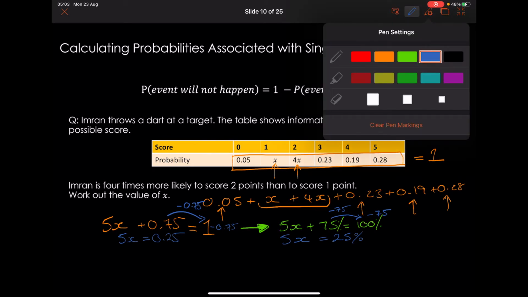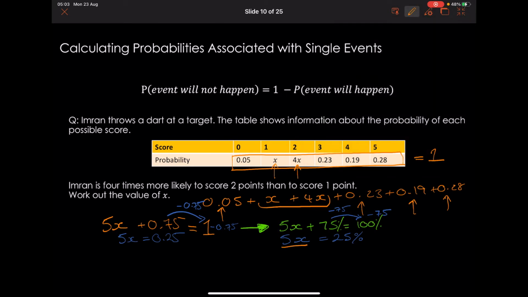And then to get x on its own, this is 5 times x, so we need to divide by 5. That gives us x equals 5%. If I divided by 5 here, it would give me x equals 0.05. Okay, lovely. So it might be easier for you to work in percentages, that's fine. But if your answer requires you to answer as a decimal, we need to put it back as a decimal at the end. I'll show you how to do that. So we now know that x is 5%. X equals 5% or 0.05.